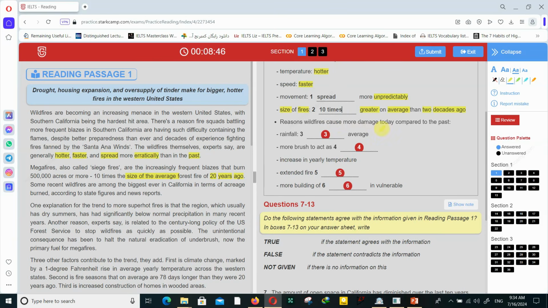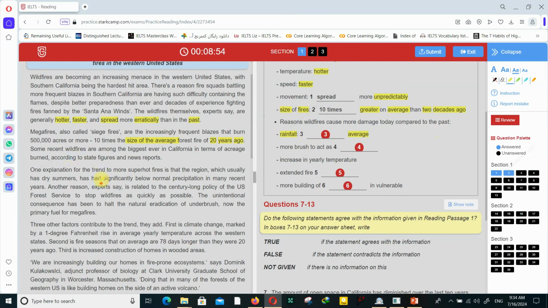Reasons wildfires cause more damage today compared to the past. Rainfall and average. These are the keywords for question number 3. So some recent wildfires are among the biggest ever in California in terms of acreage burned, according to state figures and news reports. One explanation for the trend to more super hot fires is that the region, which usually has dry summers, has had significantly below normal precipitation in many recent years.